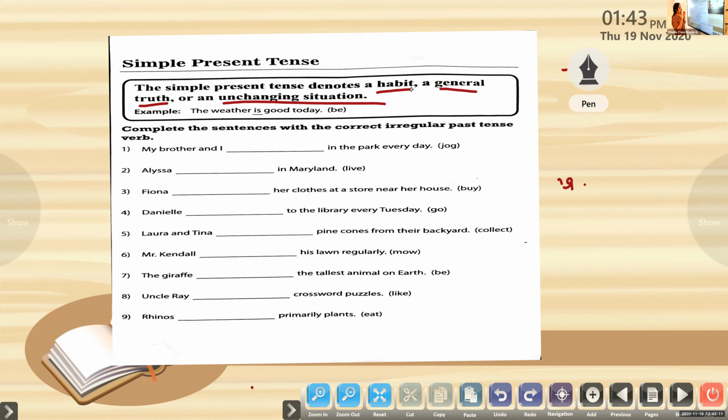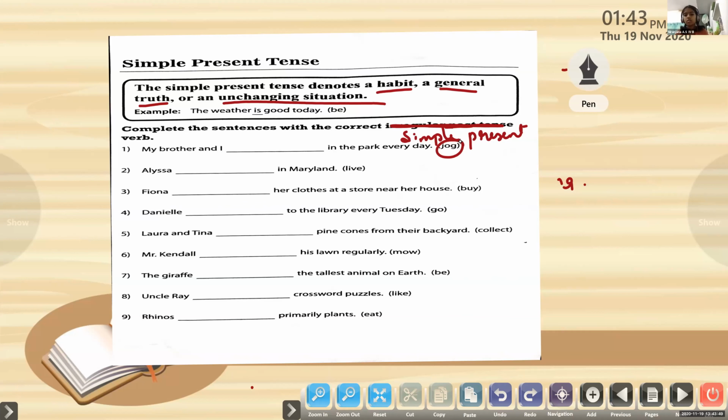Complete the sentences with the correct form of the simple present tense. Try this out. The first one: My brother and I dash in the park every day. This is a habitual action. Jogging. Jog. So what should I use? Should I use jog or jogs here?